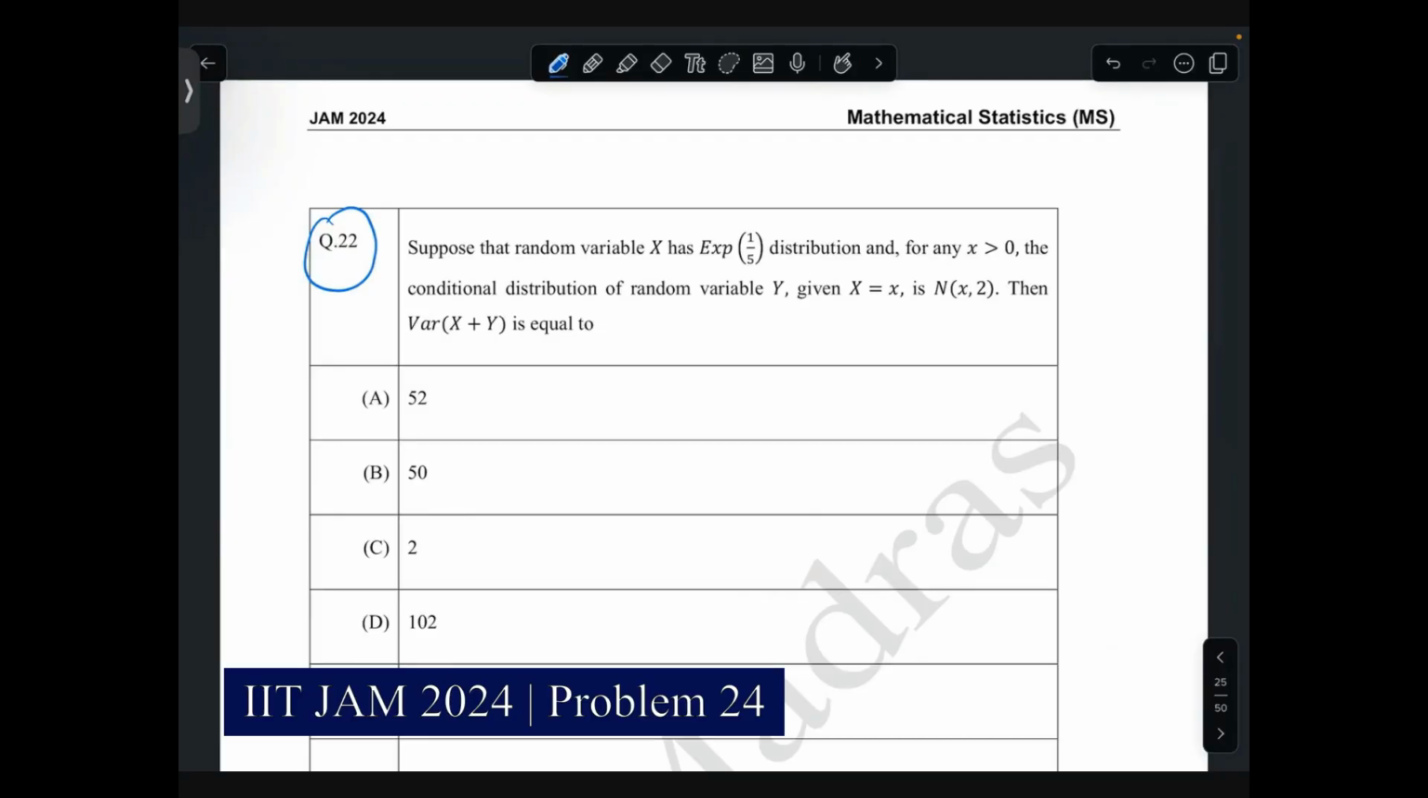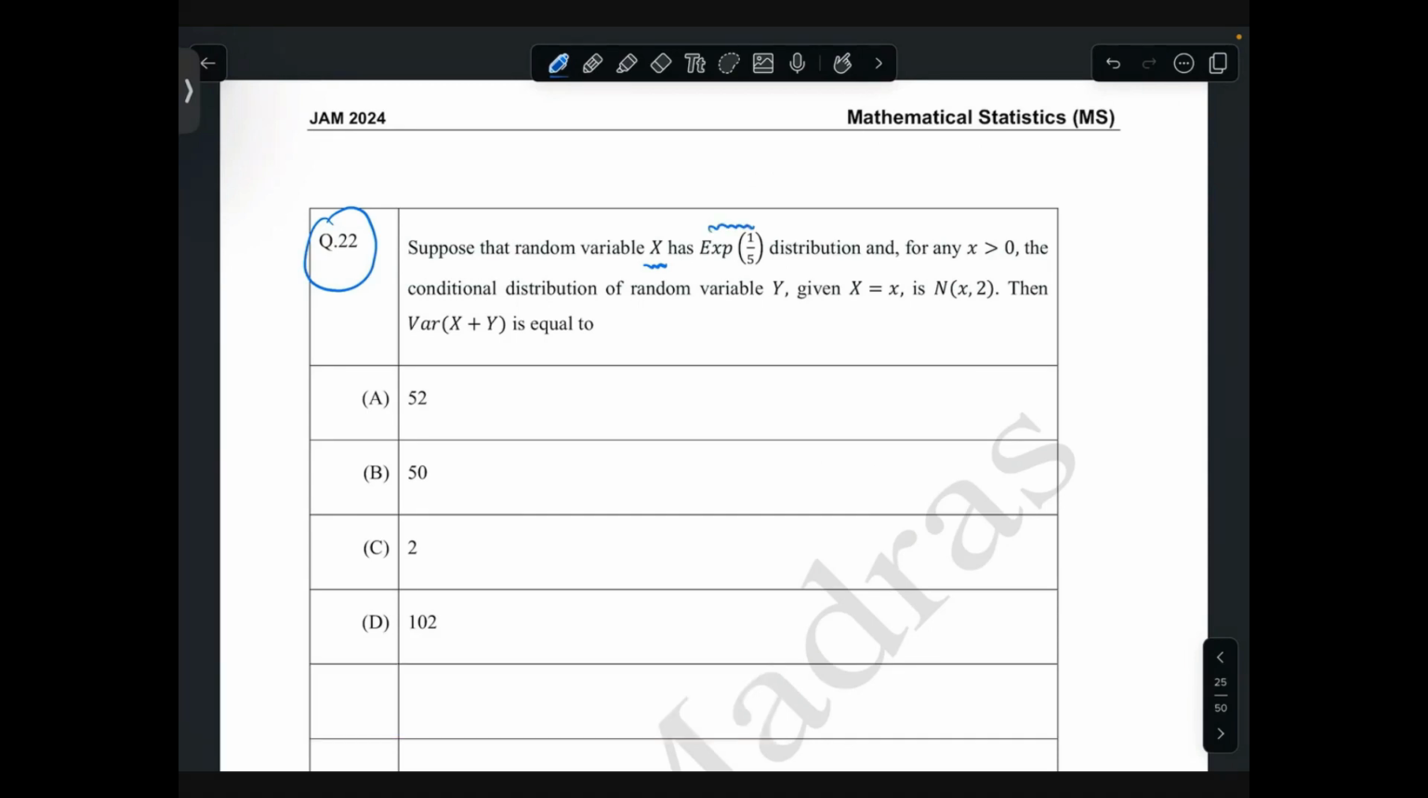The question says there's a random variable X. I hope all of you know the definition of a random variable, which follows the exponential (1/5) distribution. I hope you know what the exponential (1/5) distribution is. This means the density is defined for any x greater than 0, because the exponential distribution has that support. You know what a support is, right? It is the set of values for which the PMF, or the PDF for a continuous distribution, in this case is greater than 0. That is called the support. So it's only defined for x greater than 0.